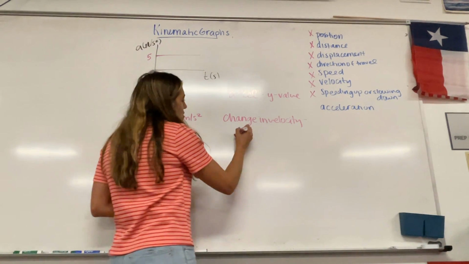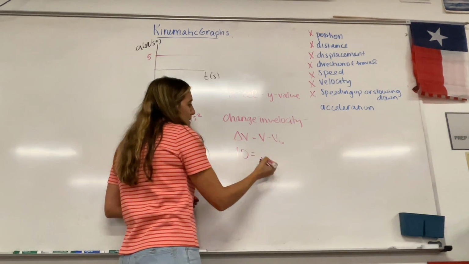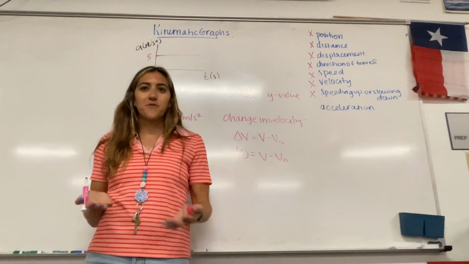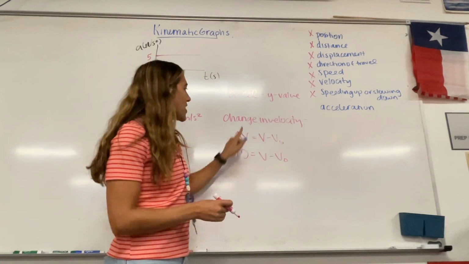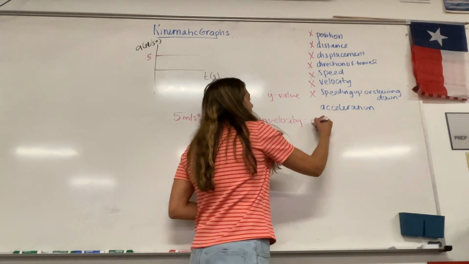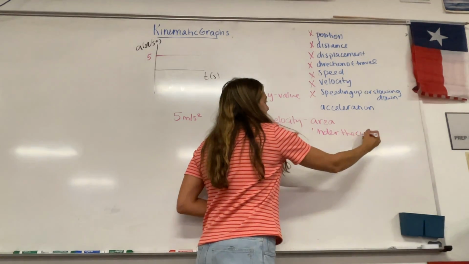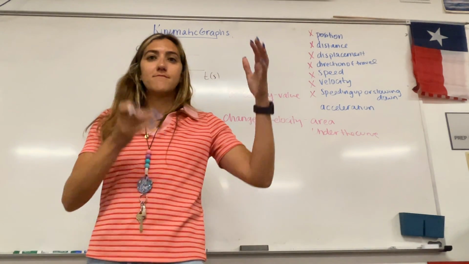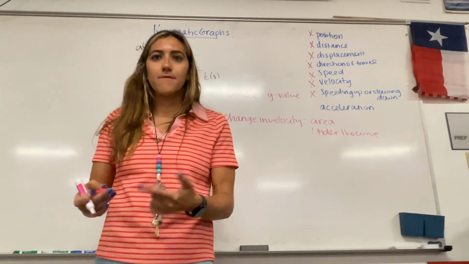If I know that the change in velocity is something, let's say 10, but I don't know my initial or my final, I can't find either one. So I can't really find velocity. I can only find change in velocity. Change in velocity is the area under the curve. Velocity is a vector quantity, so if it's positive, I would keep it positive. If it's negative, keep it negative, right?